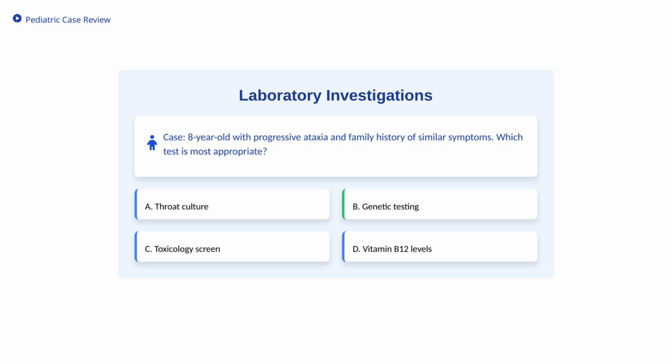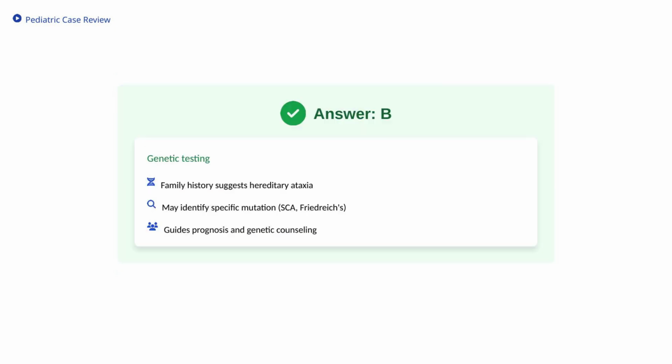An 8-year-old presents with slowly progressive ataxia over 6 months. There is a family history of similar symptoms in the child's father and paternal uncle. Which laboratory investigation would be most appropriate as part of the initial workup? Is it A. Throat culture, B. Genetic testing, C. Toxicology screen, or D. Vitamin B12 levels? The correct answer is B. Genetic testing would be most appropriate in this case.